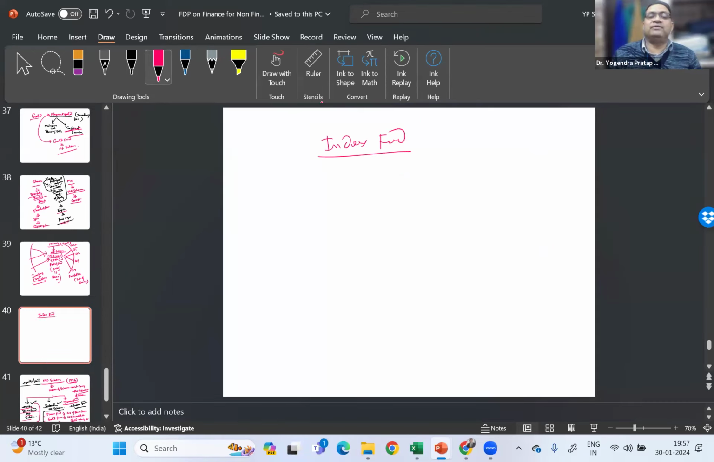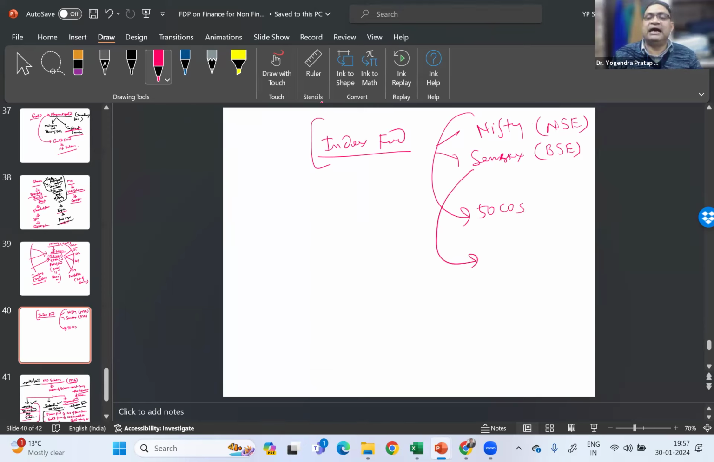And as we know, we have two major indexes. One is the Nifty, the index of the National Stock Exchange, and the Sensex, the index for the Bombay Stock Exchange. In an index fund, your fund manager will invest in the Nifty. We have 50 companies, representing companies of their own sector. And in the Sensex, we have 30 companies, representing companies of their own sector.